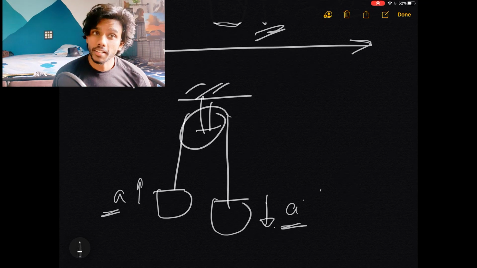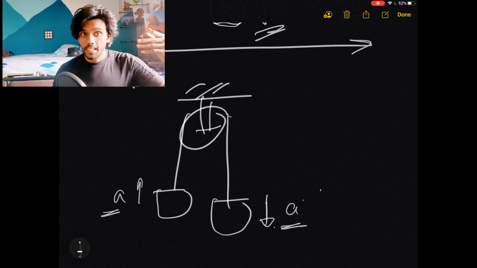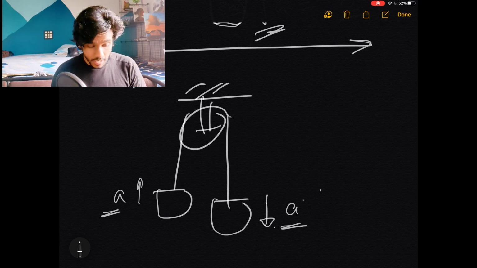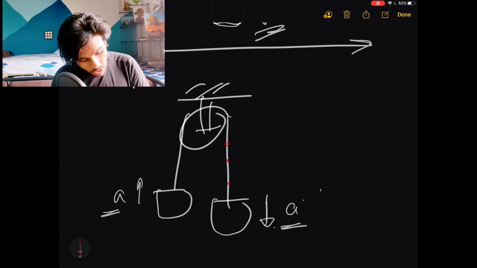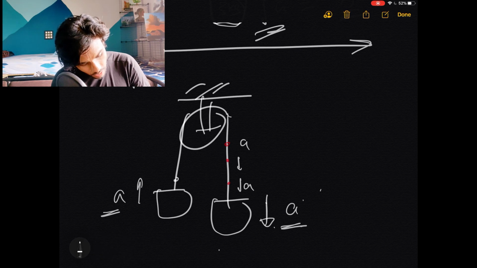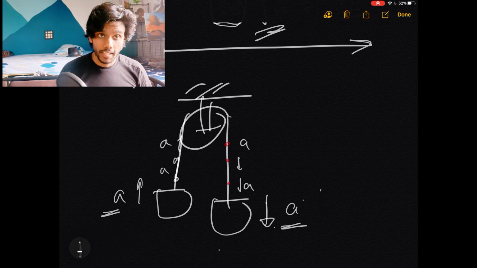Question time. I thought I'd give you a question at the end of every video I'll be making from now onwards. So look at this question. You have these blocks accelerating, one up and one down, but in constraint relations, we were always told that each and every point on these strings must be accelerating with the same magnitude. Even these points on the other side of the string also must be accelerating with the same magnitude. That's what we were told, right, in constraint relations.